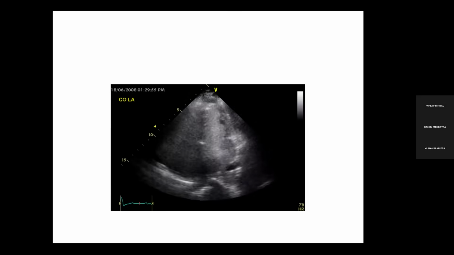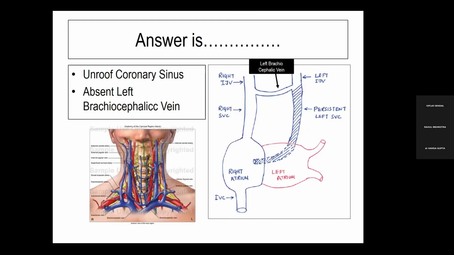So now the question is, what is the entity which we are dealing with? The answer is, now look at this diagram. This is the right internal jugular vein, right superior vena cava. This is the left internal jugular vein. This is the left superior vena cava, and this is persistent. And this is the left brachiocephalic vein, which is present over here. When I gave a contrast to the right arm, it came into the right heart. So what does it mean? The brachiocephalic vein was absent.